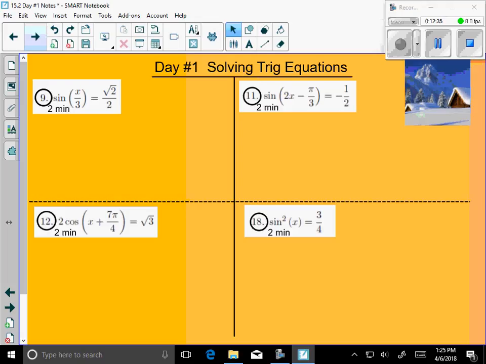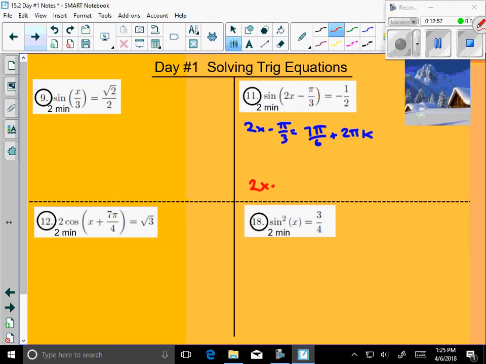It's in quadrants 3 and 4, right? Sine is negative 1/2 at 7 pi over 6 and 11 pi over 6. So here we go. 2x minus pi over 3 equals 7 pi over 6 plus 2 pi k. 2x minus pi over 3 equals 11 pi over 6 plus 2 pi k. What do I have to do first to get x alone?